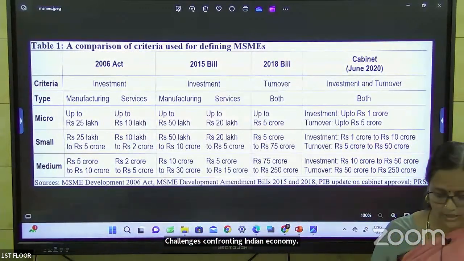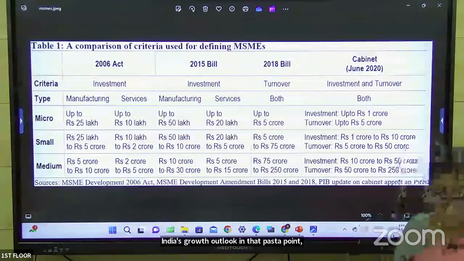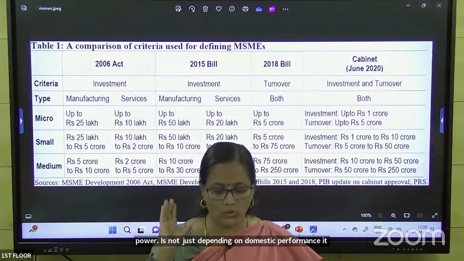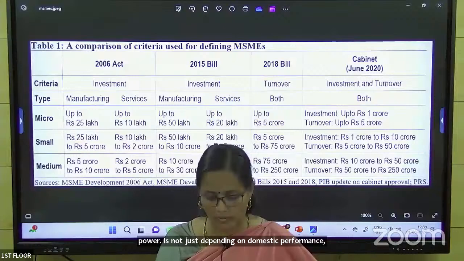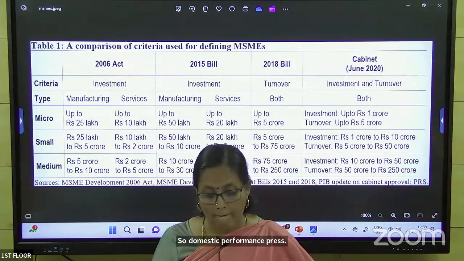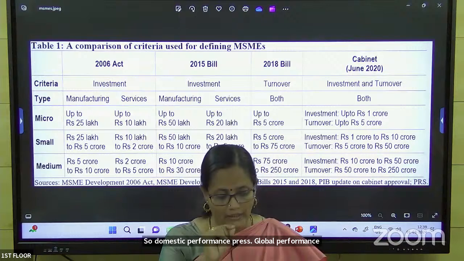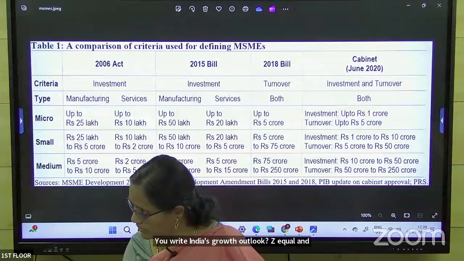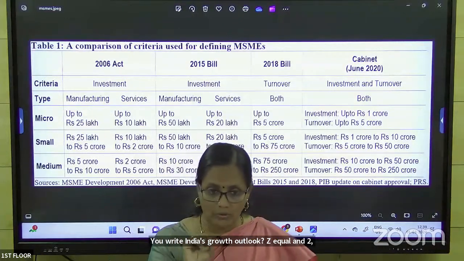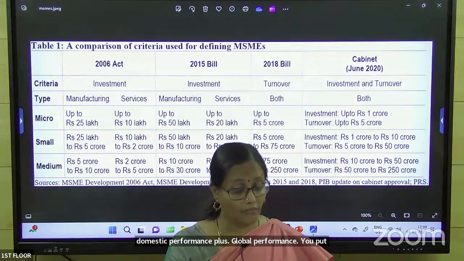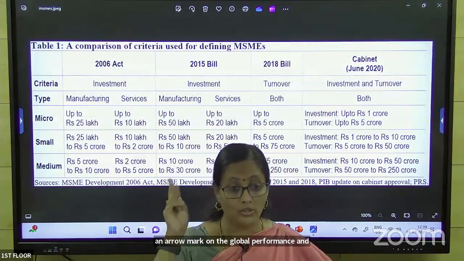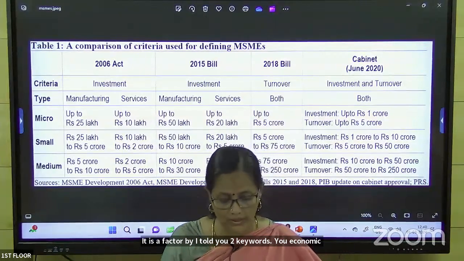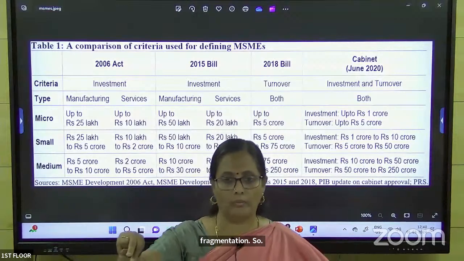India's growth outlook, in that first point, is not just dependent on domestic performance, it also includes global performance. You write: India's growth outlook equals domestic performance plus global performance. You put an arrow mark on the global performance and write it is affected by, I told you two keywords, geo-economic fragmentation and slowdown of hyper-globalization. These are two things which are affecting the global performance.